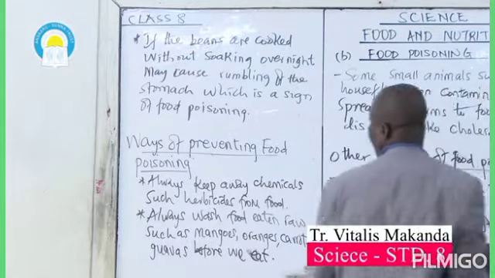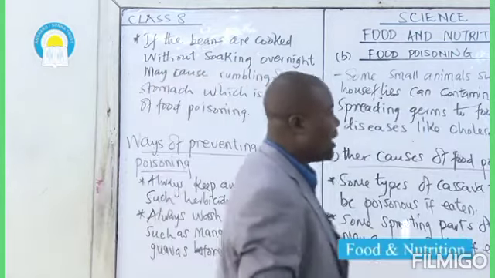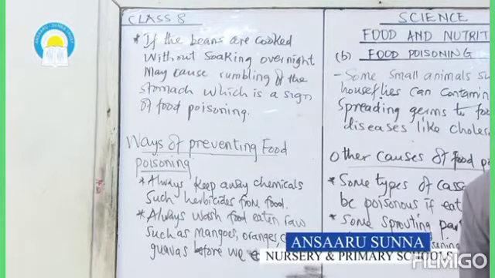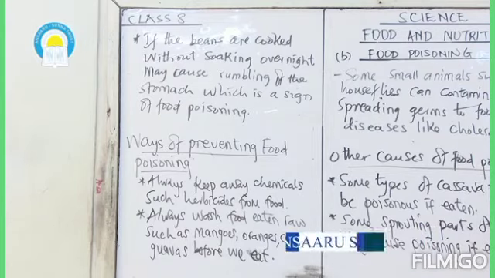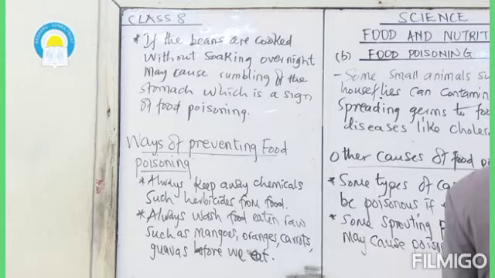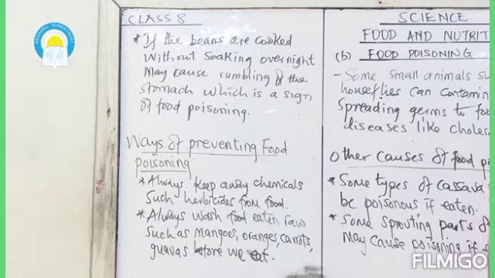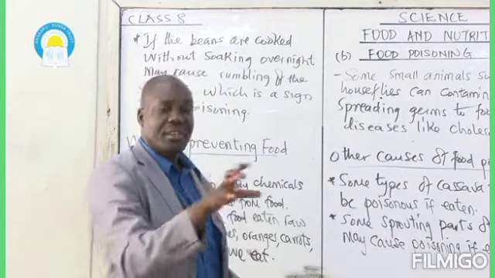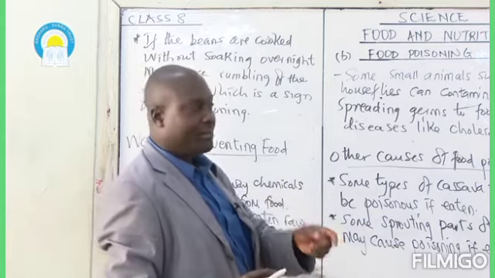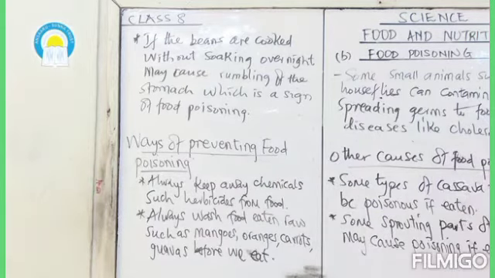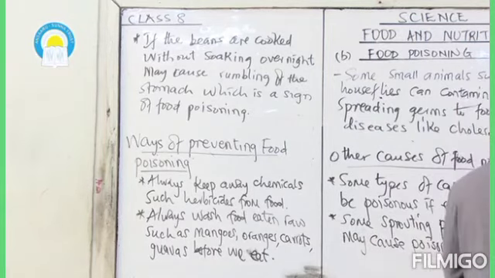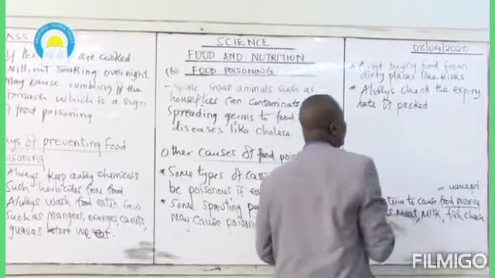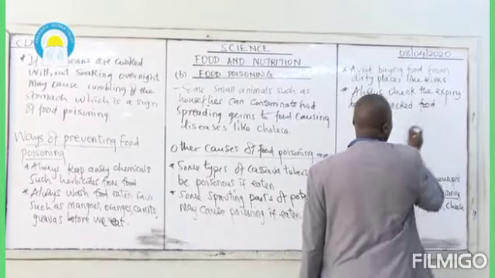Then number 4, we can also prevent food poisoning by always checking the expiry date of packed foods. For example, if you go to the supermarket, some foods are already cooked and packed, like meat, fish, or even chicken. When you buy that food, first check the expiry date. This was brought in KCPE 2015 number 46. Always check the expiry date of packed food before eating.